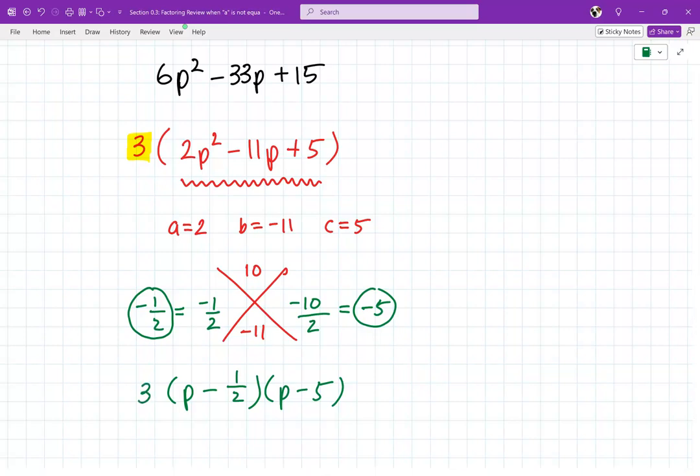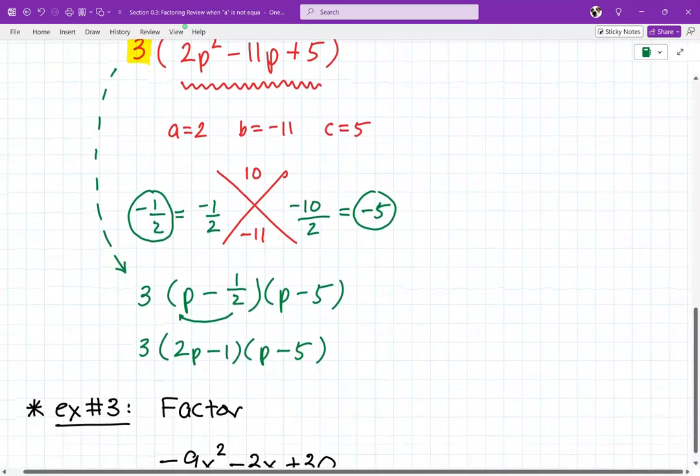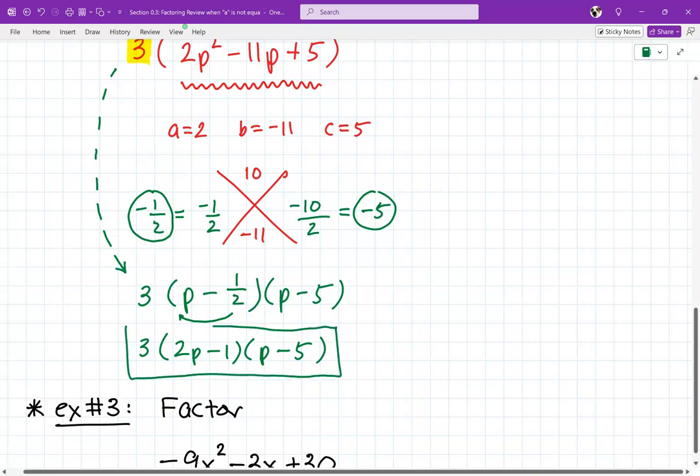And then there's a 3 on the outside. Okay, don't forget about that 3. It's going to have to come down, right? And then we got to fix the fraction. So that half, the 2 has to come up to the front. So that's 3 times 2p minus 1 times p minus 5. And that's going to be our answer for this section.